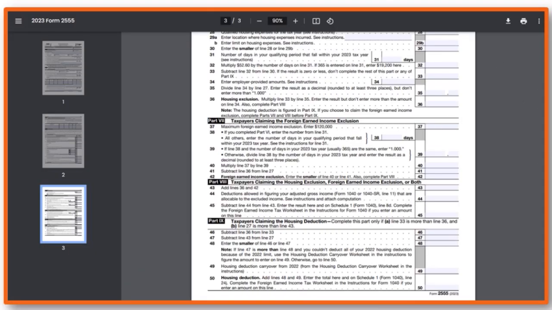And next, I want to show you another form here. We're talking about Form 2555, and this applies to taxpayers claiming the foreign earned income exclusion, or the housing exclusion, or both, or taxpayers claiming the housing deduction. Information on this Form 2555 has a direct implication for Form 8812. That's why we're showing you how it looks, just in case you have to file manually and you are looking for what is what.